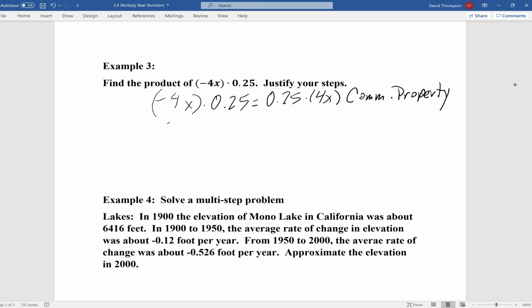Then we can write (0.25 times negative 4) times x, and this will be just my associative property. All I did is switch which way the parentheses went, so we'll write associative property.